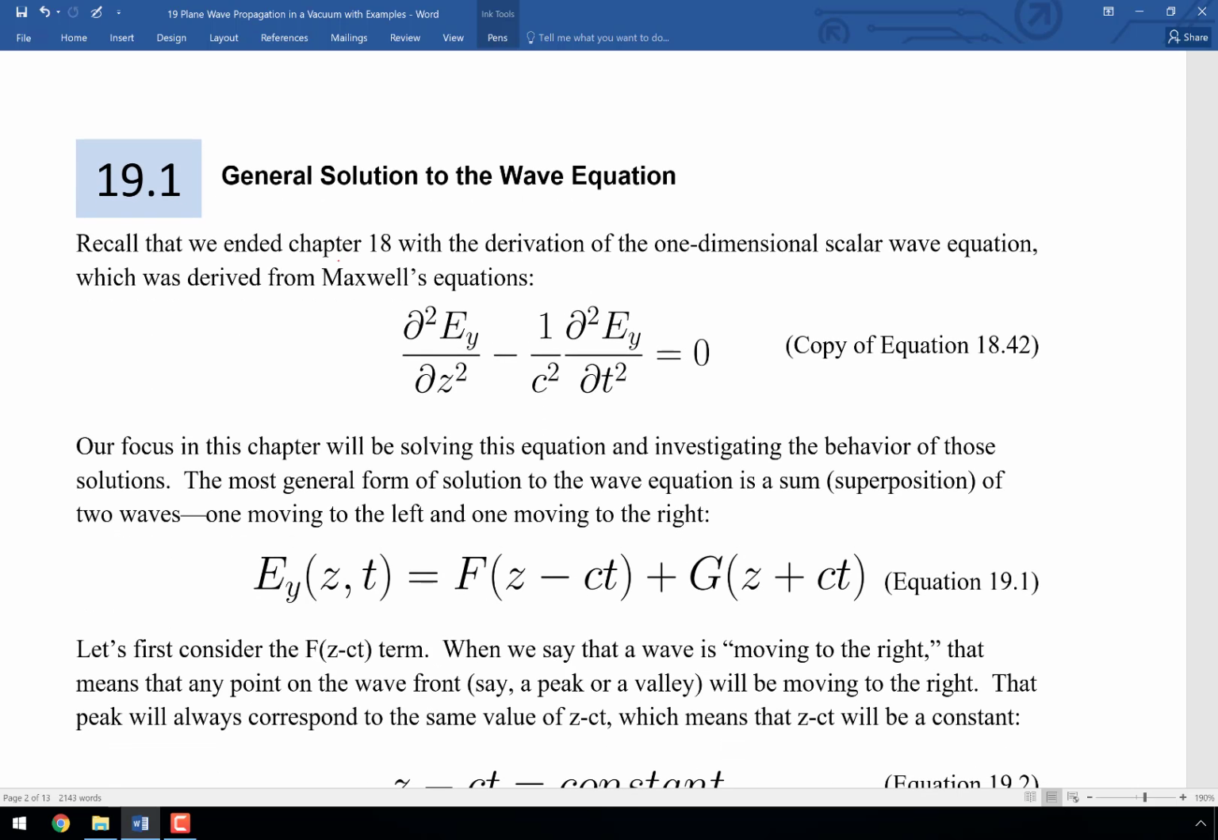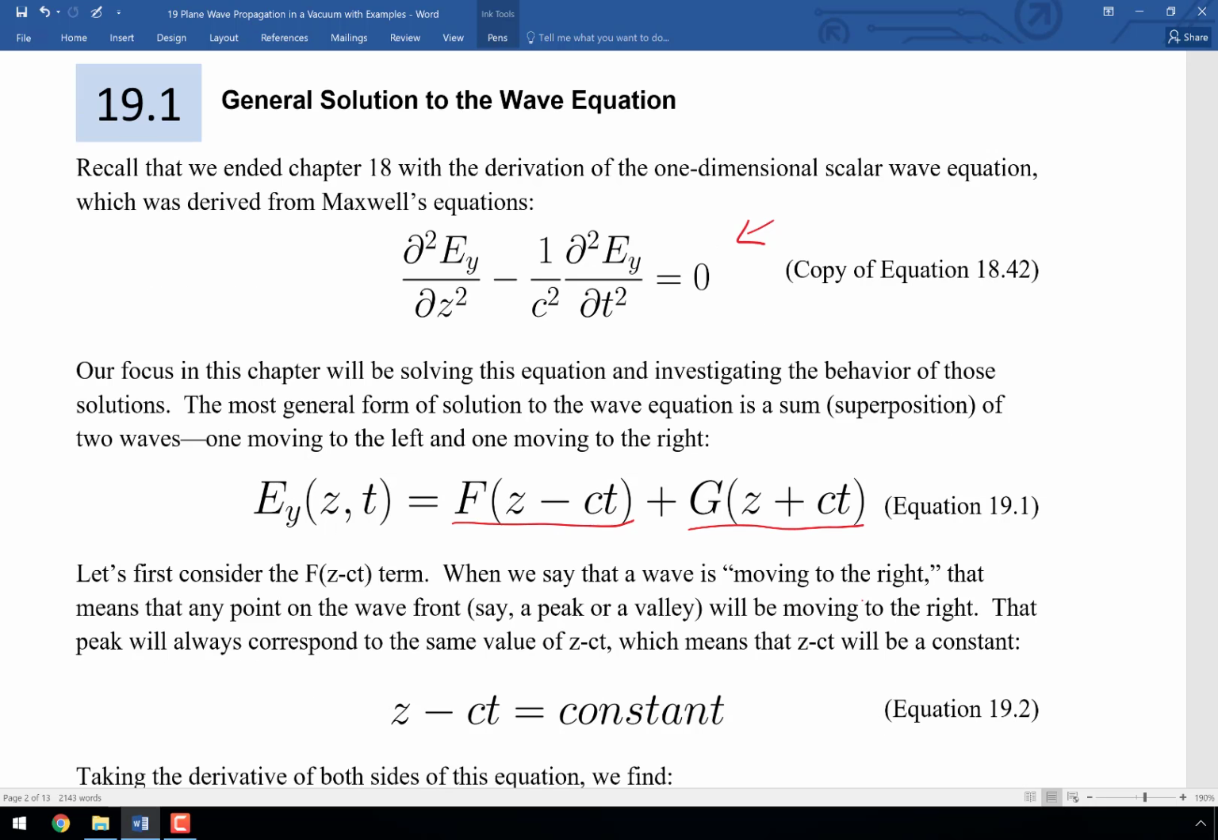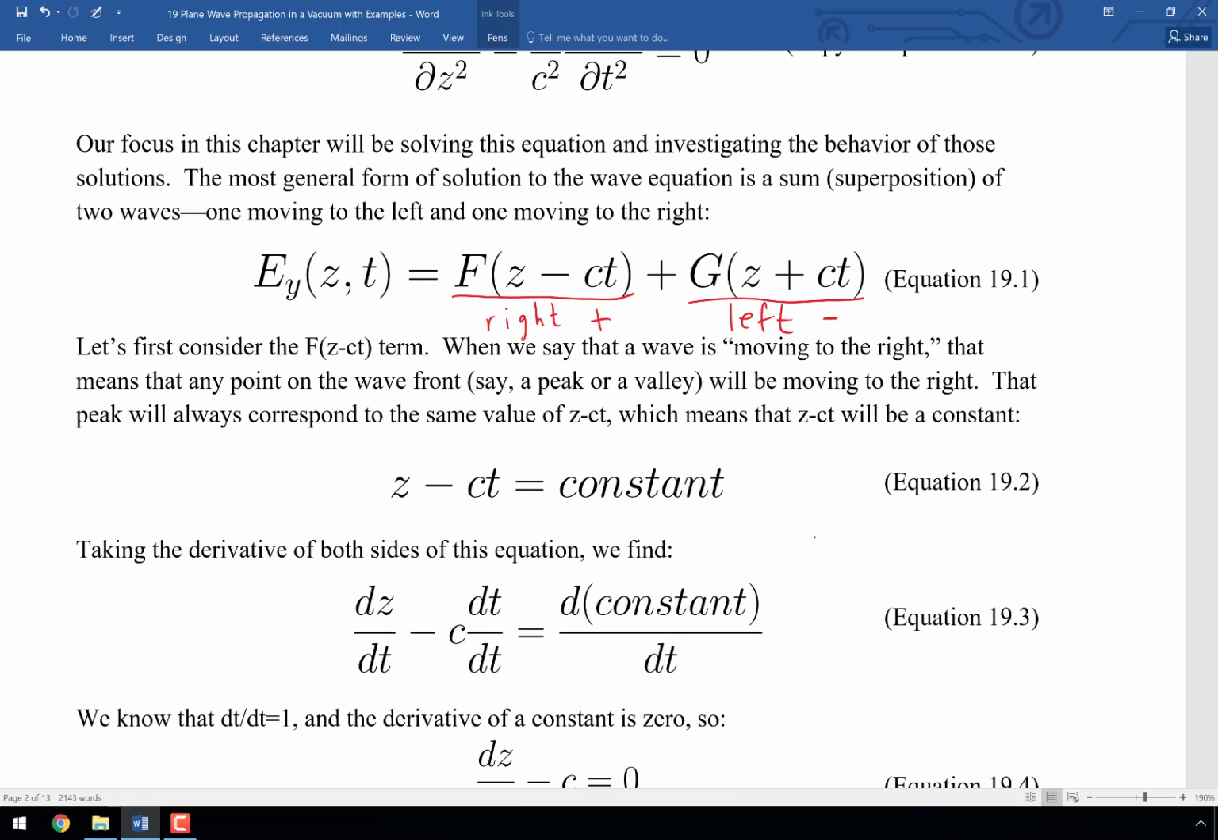So let's talk a little bit about general solutions to the wave equation. You'll remember that this was the wave equation that we learned about last time. The most general solution includes two terms. There's an f of z minus ct and a g of z plus ct. What we're going to find is that the f of z minus ct is moving toward the right, or in a positive direction, and the g of z plus ct is moving to the left, or in a negative direction. I'm about to prove that to you, but for right now, just be aware that the most general solution has a wave that's moving to the right and a wave that's moving toward the left. They don't interact with each other. They can pass through each other, and they remain unchanged by having passed through each other.